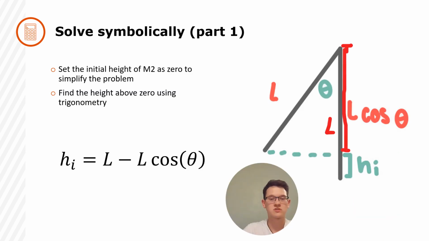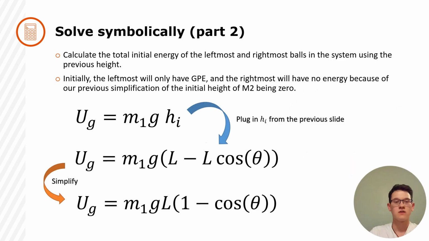The first step towards solving this question symbolically is to find the initial height of mass 1. To do this, we arbitrarily set the initial height of mass 2 to 0. This allows us to use trigonometry to calculate how much higher mass 1 is above mass 2, which is simply the length of the string minus the length of the string multiplied by cosine of theta. So now that we've determined the initial height of mass 1, we can calculate the total initial energy of the system, which again is the two balls, the string, and the Earth.